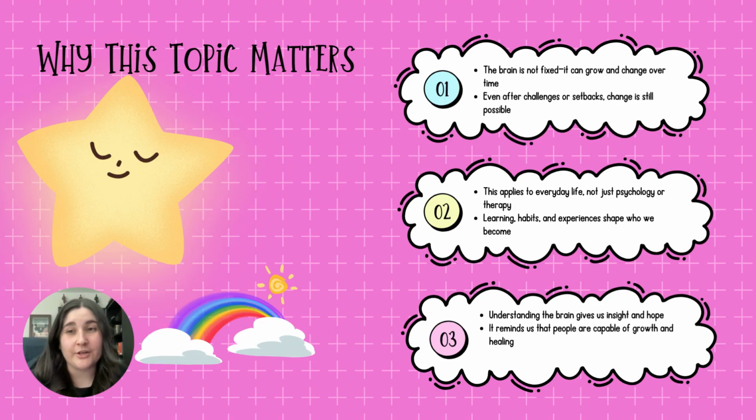So, why does this topic matter? This topic matters because it shows the brain is not fixed. No matter what someone has been through, there's always potential for change over time. This is not just relevant for psychology or therapy, it applies to everyday life, learning, and personal growth. It also helps us better support people who are neurodivergent or recovering from injury by understanding that their brains may work differently, not incorrectly. Overall, understanding how the brain works gives us both insight and hope and reminds us that growth and healing are always possible.